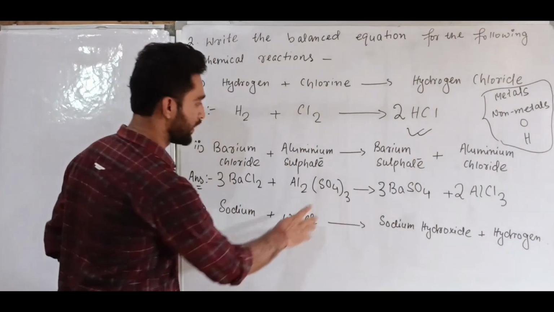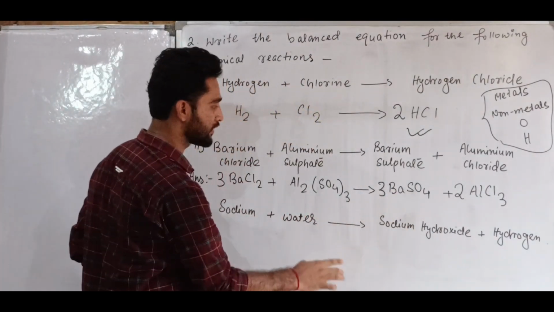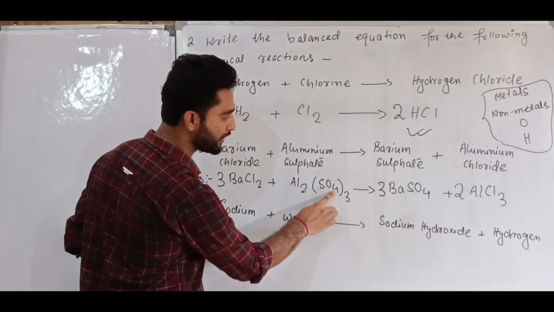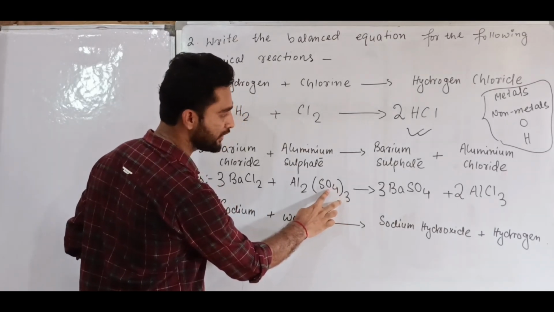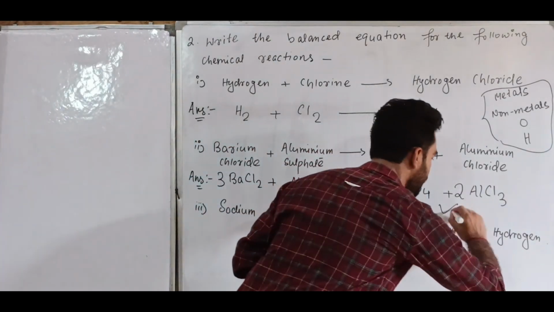Now look at the sulfur. Here sulfur how many? 3. Here sulfur how many? 3. Sulfur also balanced. Now oxygen. 3 4 are 12. So these 3 will be multiplied with this 4. 3 4 are 12. Oxygen 12. Here oxygen 3 4 are 12. Now this reaction became balanced.